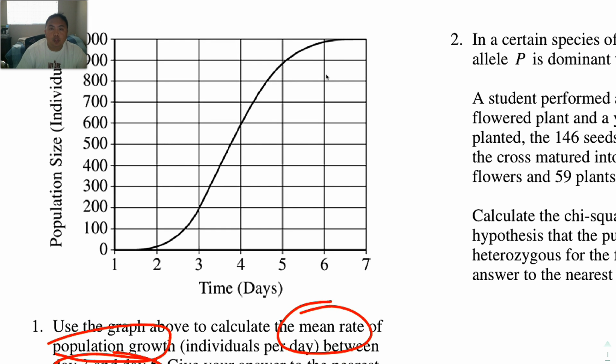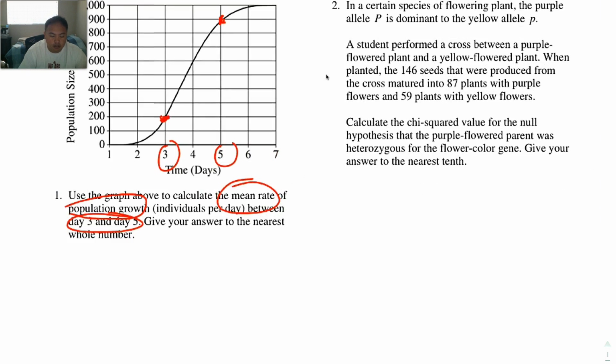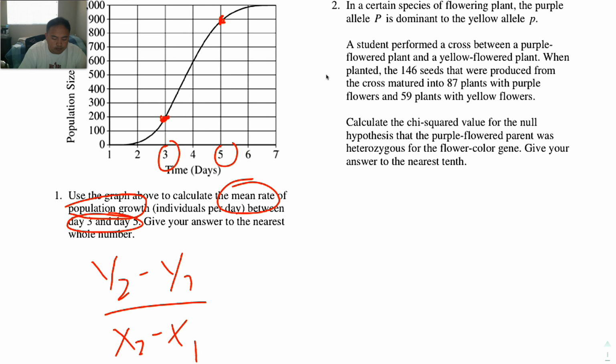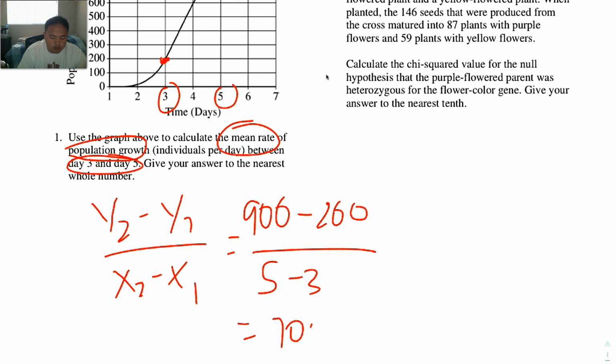Okay, so it says, what's the mean between 3 and 5? Mean meaning the average. Well, here's 3 and here's 5. At 3, you have 200, and at 5, you have 900. So to calculate the mean is like calculating the slope. So think of y2 minus y1 over x2 minus x1. y2 is 900 and y1 is 200. The y values for the 2 points. Now on the bottom, we're doing 5 minus 3. Again, you can use a calculator if you want, and you're going to get 350.